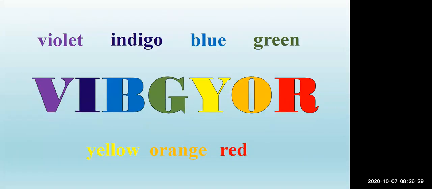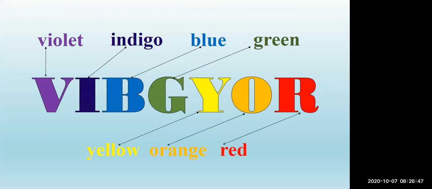Yes. V for violet. I for indigo. B for blue. G for green. Y for yellow. O for orange. And R for red. Okay, children? But now, what is your task?